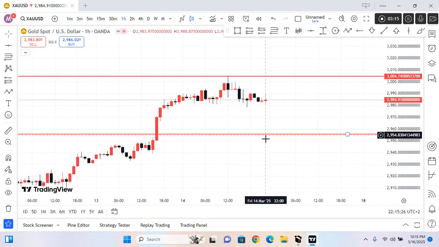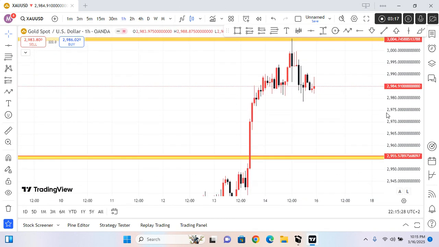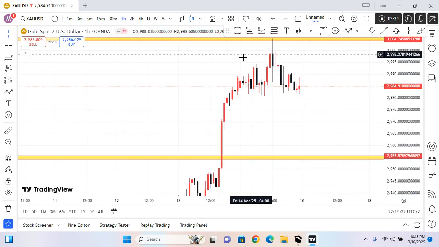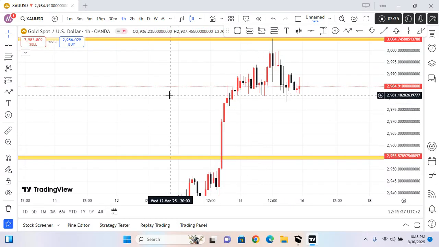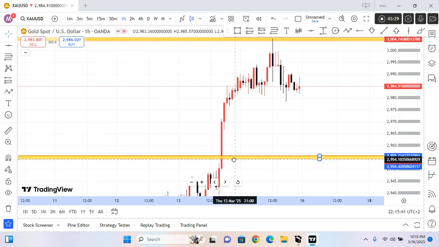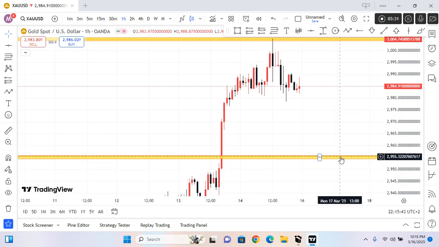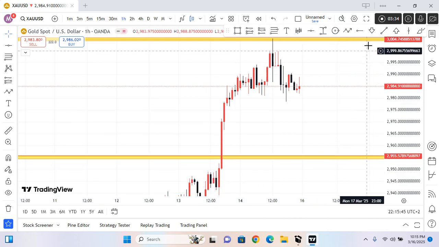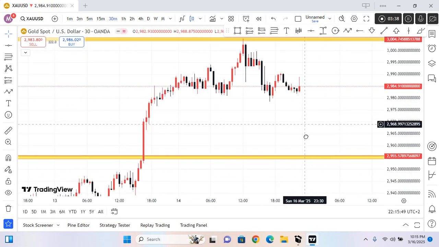Now let's go to the 1 hour time frame. On the 1 hour time frame, what do we see? We can clearly tell that here there is a session, I'm talking about the New York session. But still, we want to catch our entry right here so that we can hold our trade. Now let's go to the 30 minutes time frame.